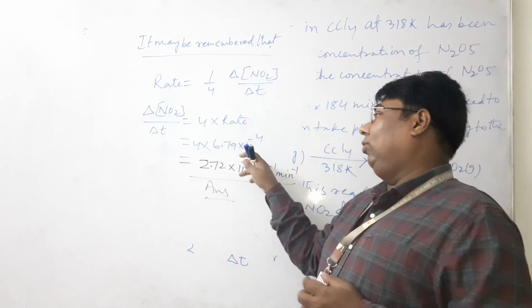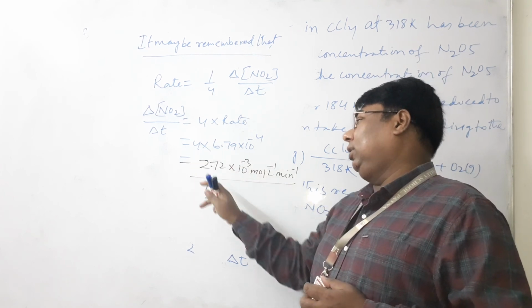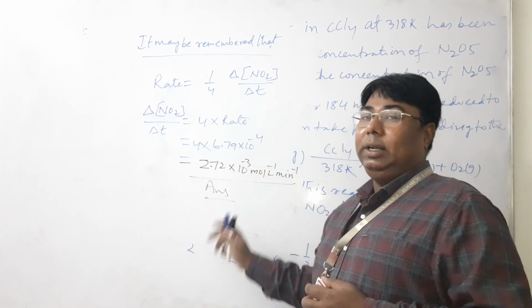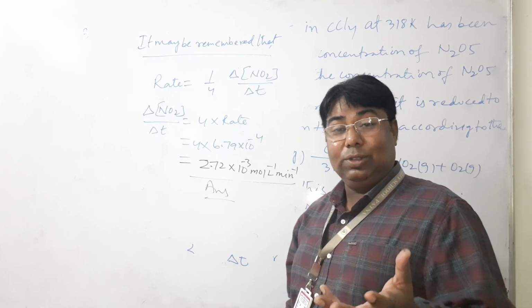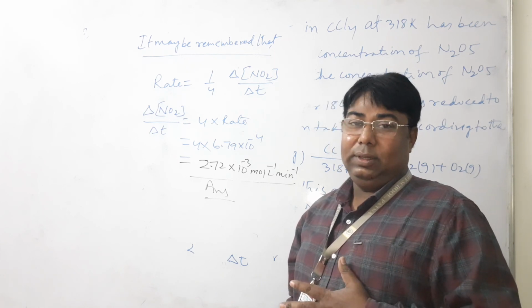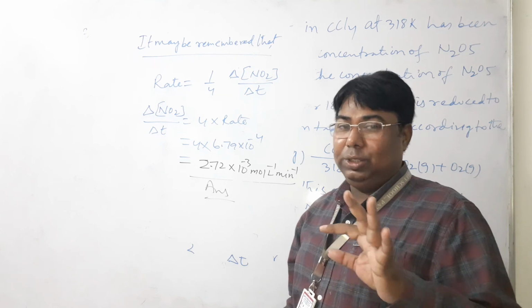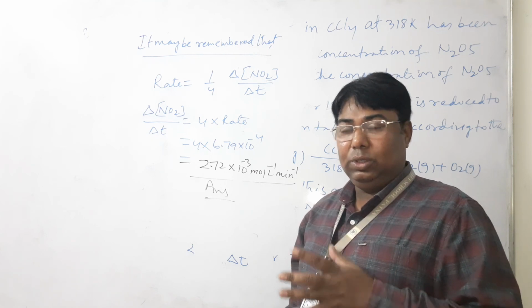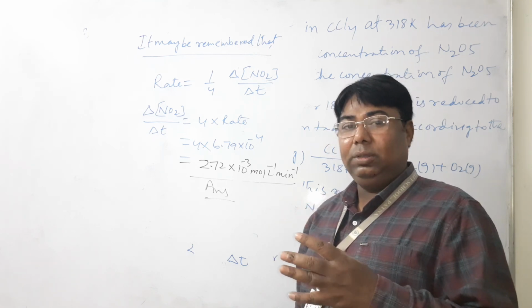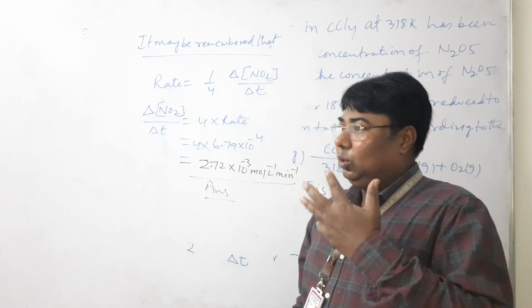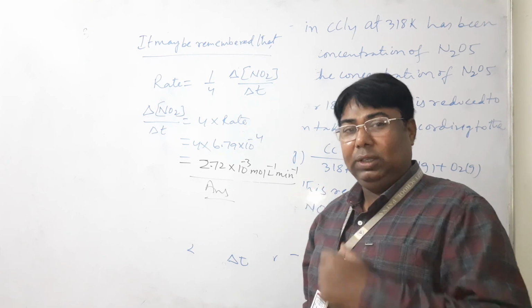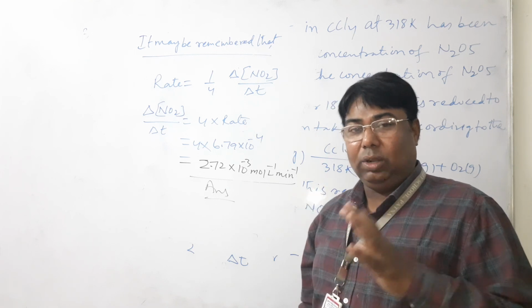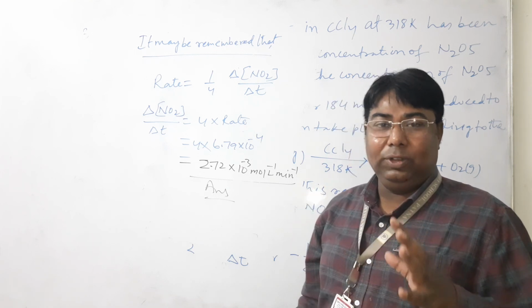So we put the value of the rate in this equation, and after calculation you find out the rate of appearance of NO2, or the rate of production of NO2. So by using this way you can find out the value in the given question. It is a very important question, so please practice all the time. Hoping that all of you understand.